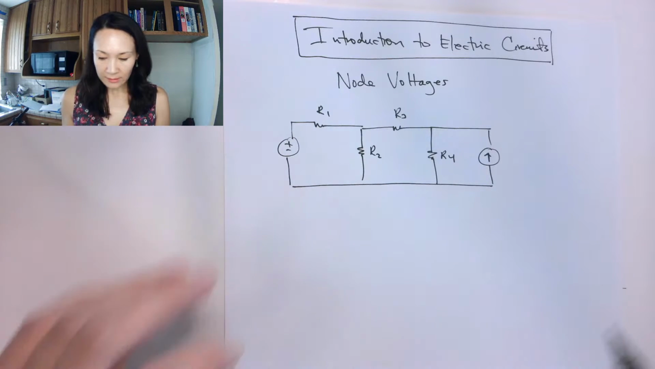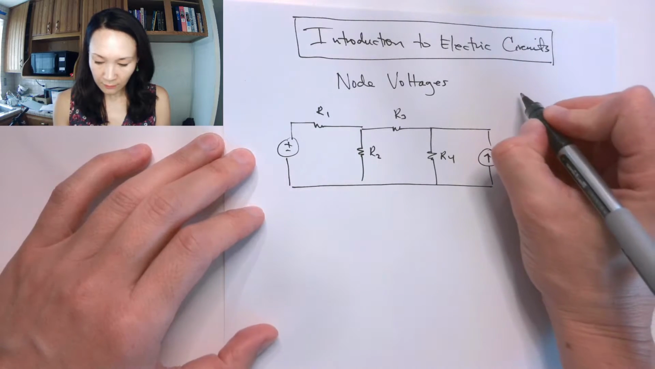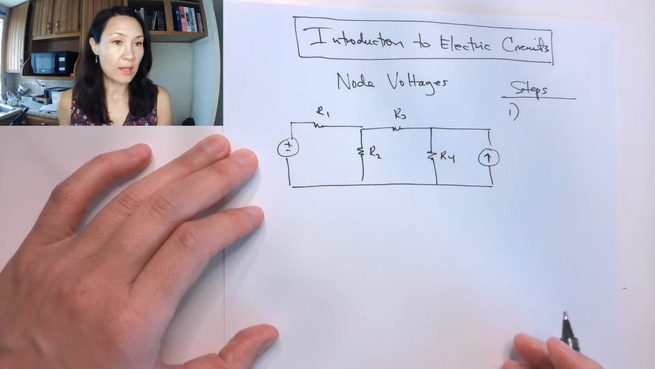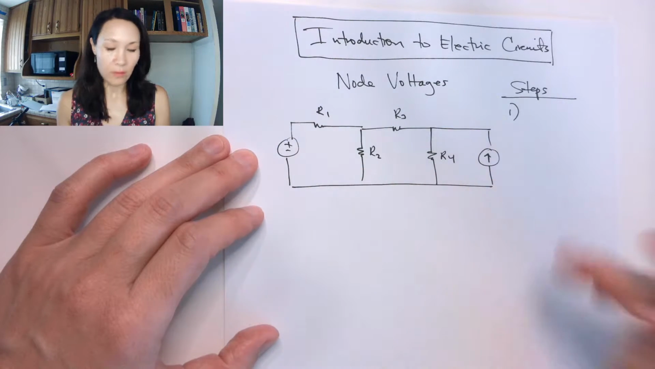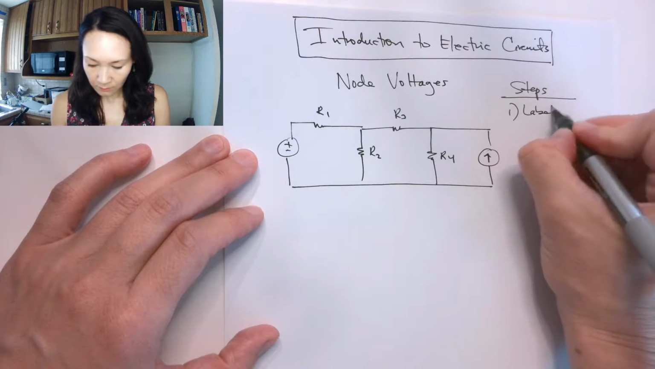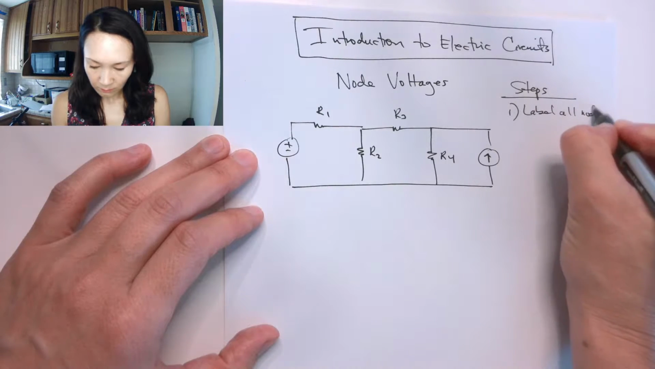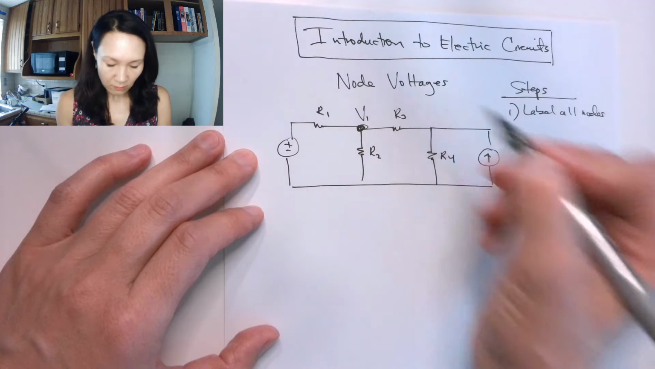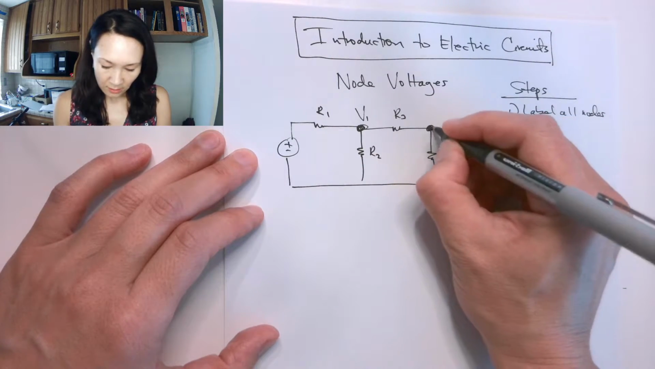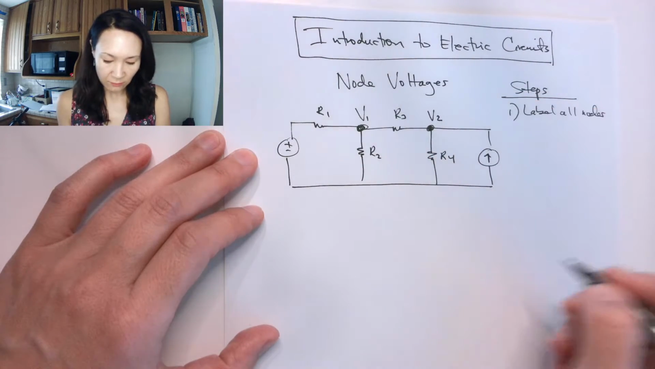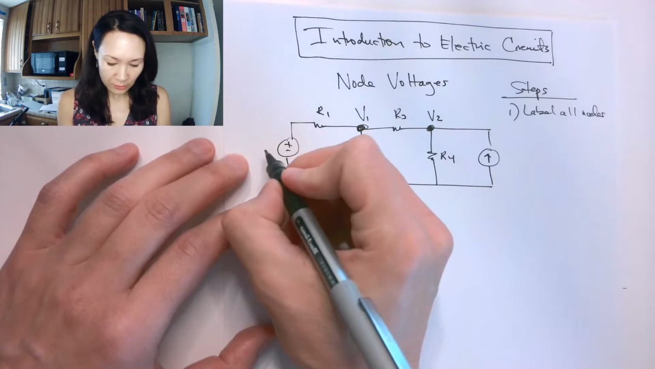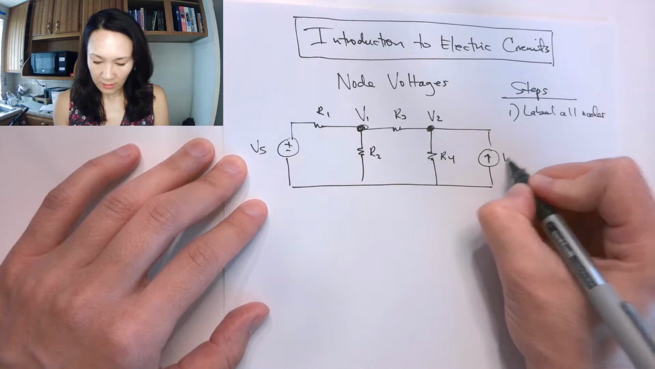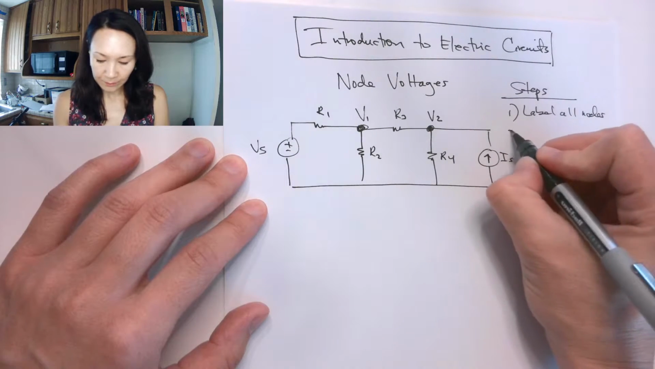So the way it works, the first step, number one, is we want to label all of the nodes. Okay, so here's a node, I'll label it V1. Here's a node, we'll label that V2. I'm going to go ahead and label the sources too. I'll call this VS and I'll call this IS.